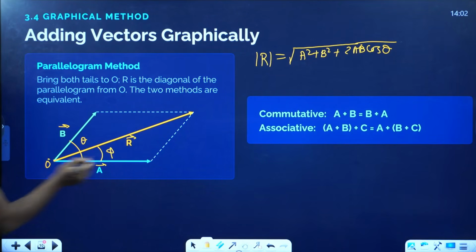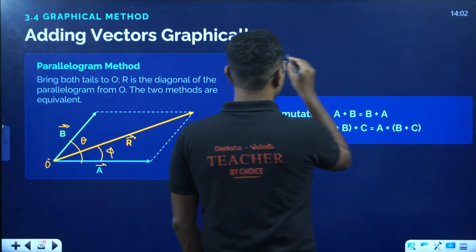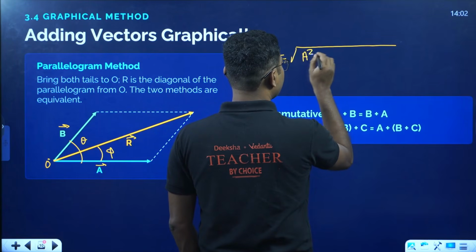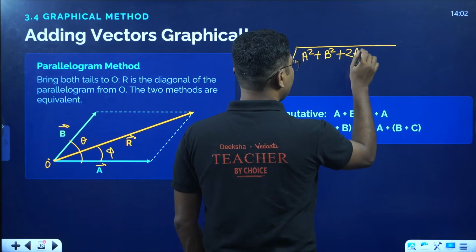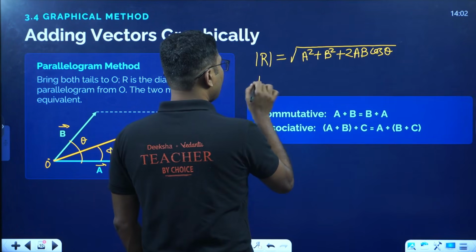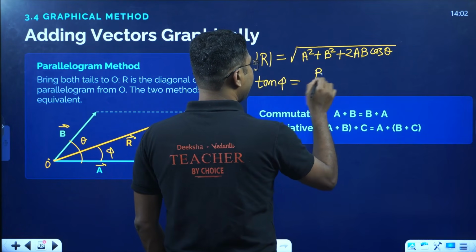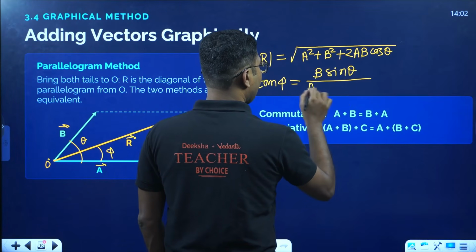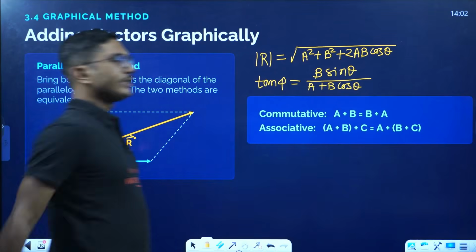Again the method is the same. The phi angle is adjacent to A, so you need to leave and go back to the other vector. So R, the formula is the same, a square plus b square plus 2ab cos theta, and tan phi equals b sin theta by a plus b cos theta. So no change in the formula.